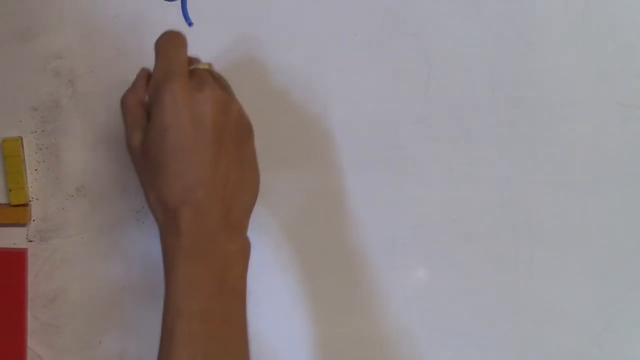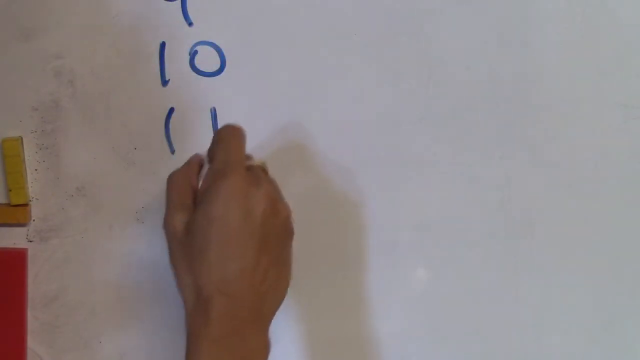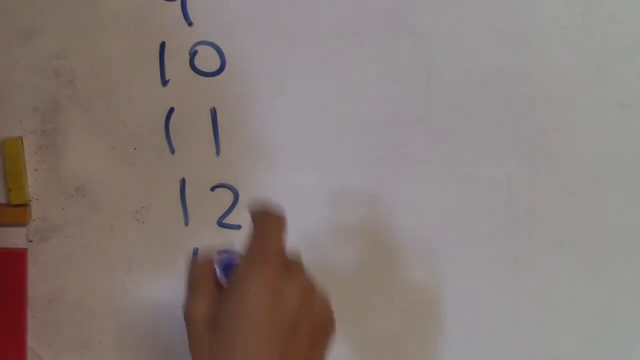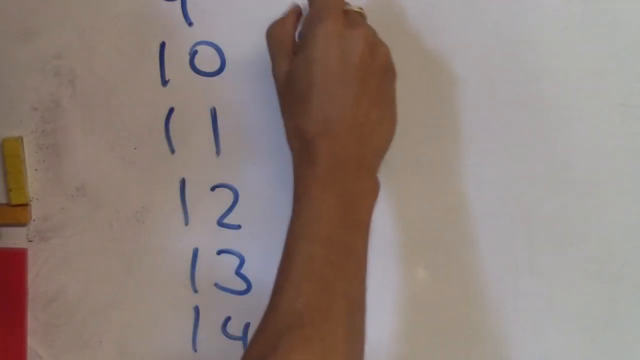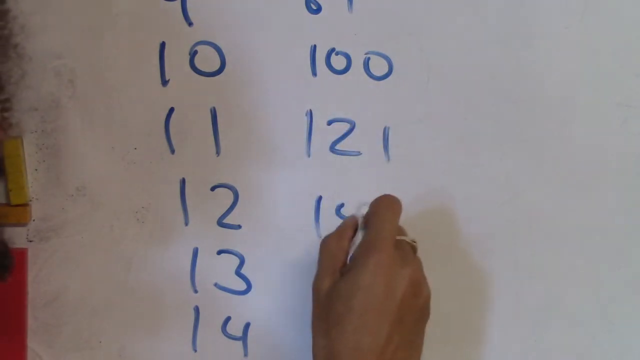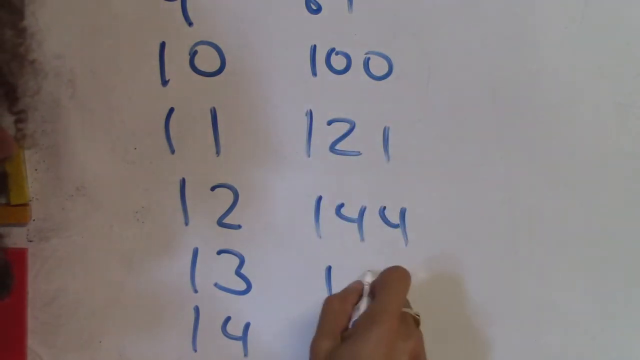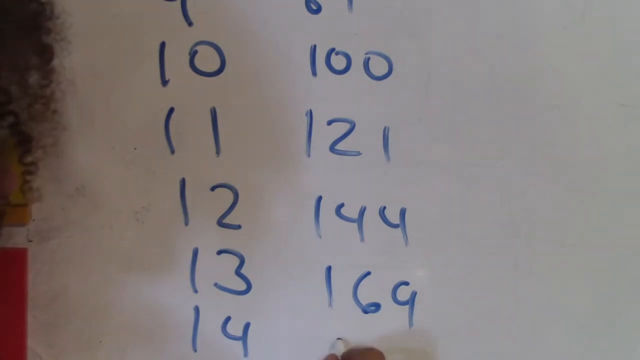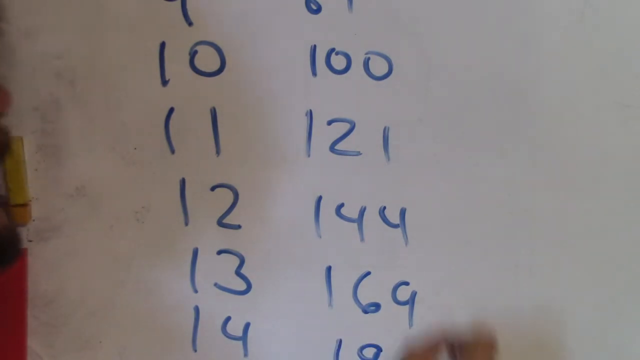We're gonna start at 9 just for fun. How about 9, 10, 11, 12, 13, 14? Oh, we only got to 14. All right. So let's see here. That's 81. That's 100. That's 121. That's 144. That's 169. What's 14 squared? 196. Got it.